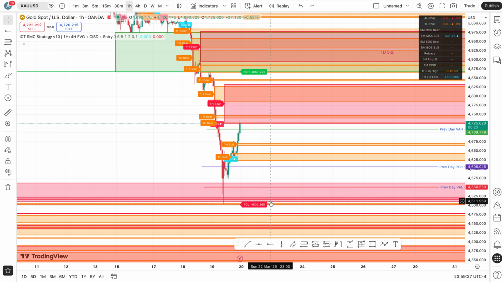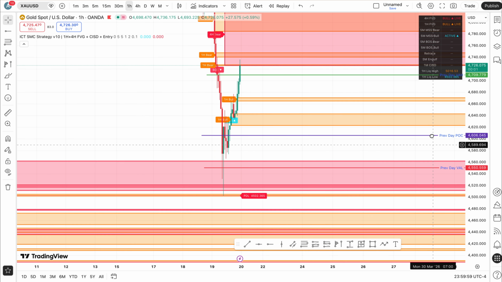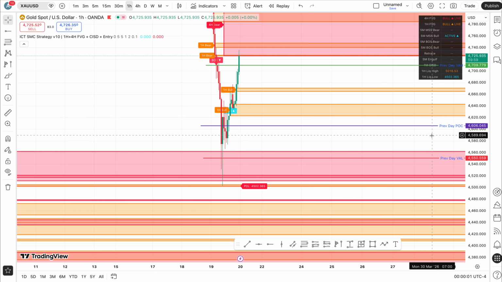So let's focus now on psychological levels. The 4,500 level is extremely important. It's a round number. It aligns with an older 4-hour SiBi, buy side FVG, and 1-hour BC, right? You can see where it reacted from at the 4,500 level, right? So this confluence makes it a high probability zone.